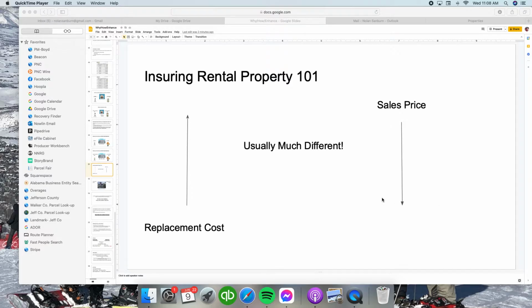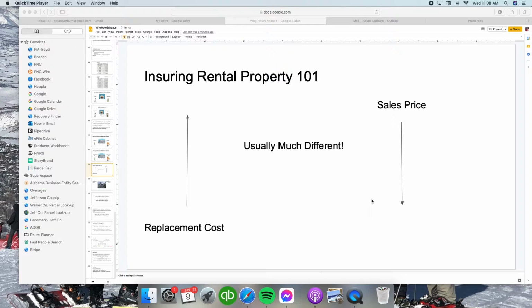So let's get this started. Most people don't think about this, but as you can see, the replacement cost and the sales price can be completely different most of the time. Think about buying a piece of real estate maybe for $30,000, but the replacement cost of that could be much higher depending upon the location.